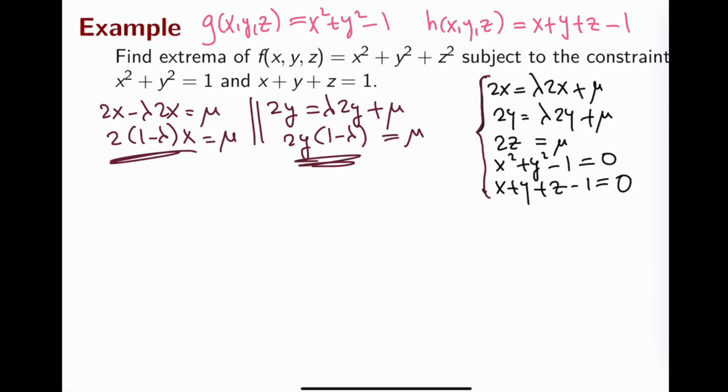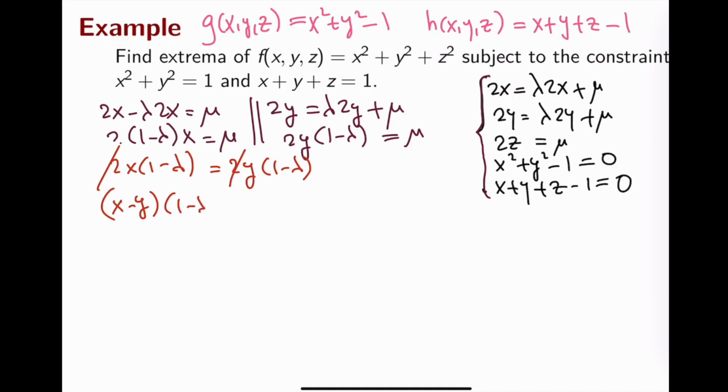So this is equal to this, right? Because both are equal to mu. So we get here that 2x times 1 minus lambda is the same as 2y times 1 minus lambda. We cancel the 2's and putting everything in one side, we get that x minus y times 1 minus lambda is equal to 0. And we have also from the third equation that 2z is equal to mu. So we have also that z is going to be equal to x times 1 minus lambda.